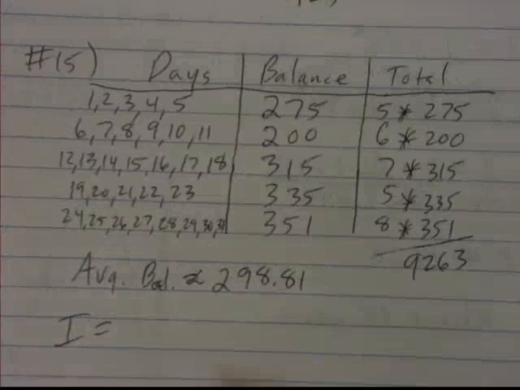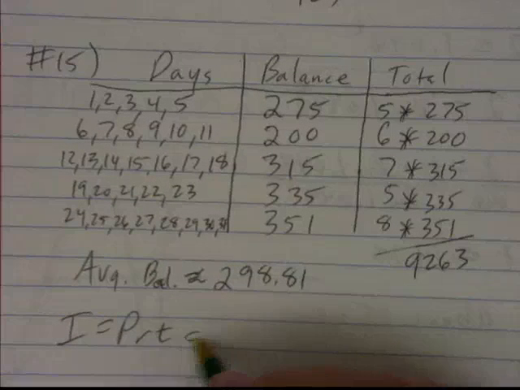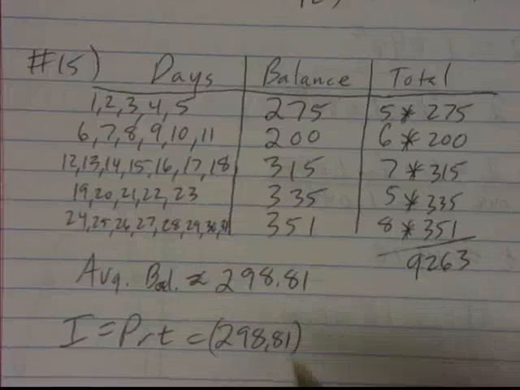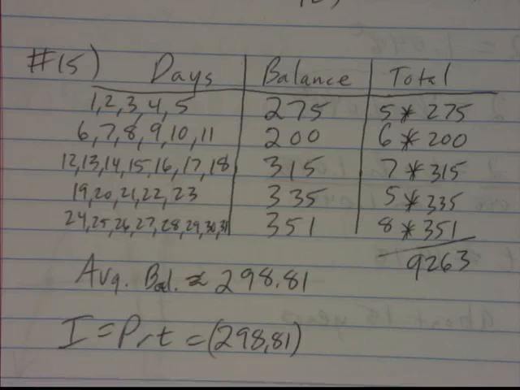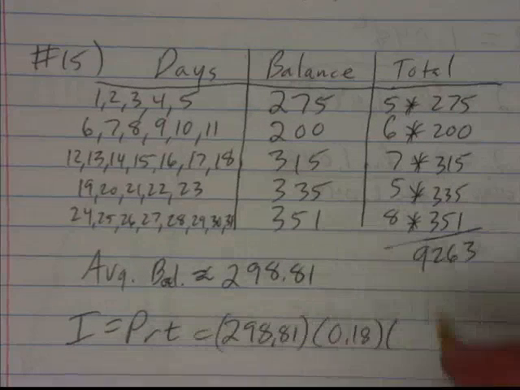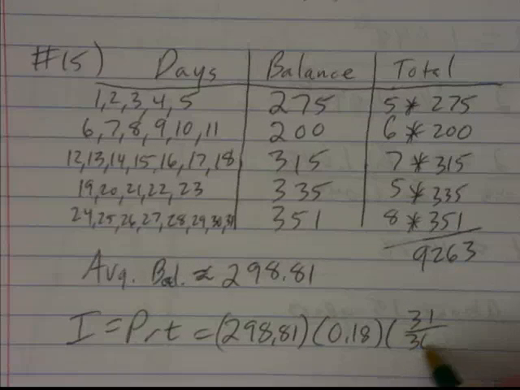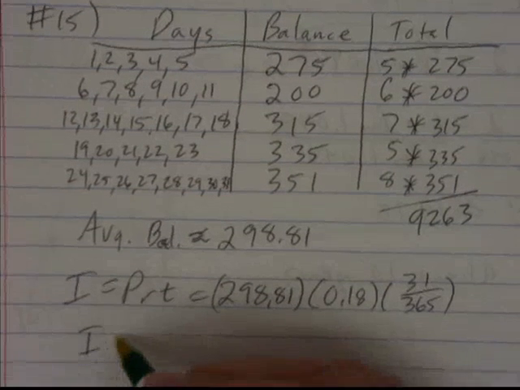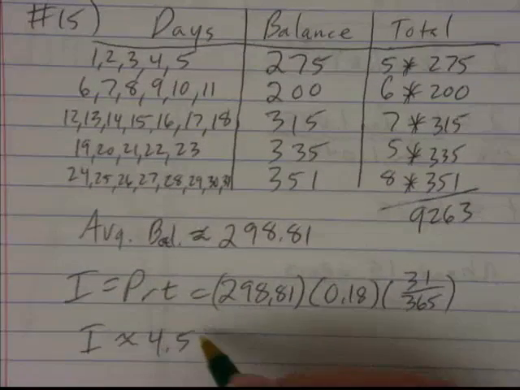All right, and now we're just going to find the interest. So interest, and it's going to be using simple interest. I equals PRT. So for our principal, we're going to use our average daily balance, which is 298.81. Our interest rate, let's go see what it said, is 18%. So we'll turn that into a decimal, so 0.18. And then it's time, and our time is going to be just a part of a year. It's 31 days out of the 365 days in the year. So now on my calculator, times 0.18 times 31 divided by 365. And when I round that off, it gives me an interest for that month of $4.57.